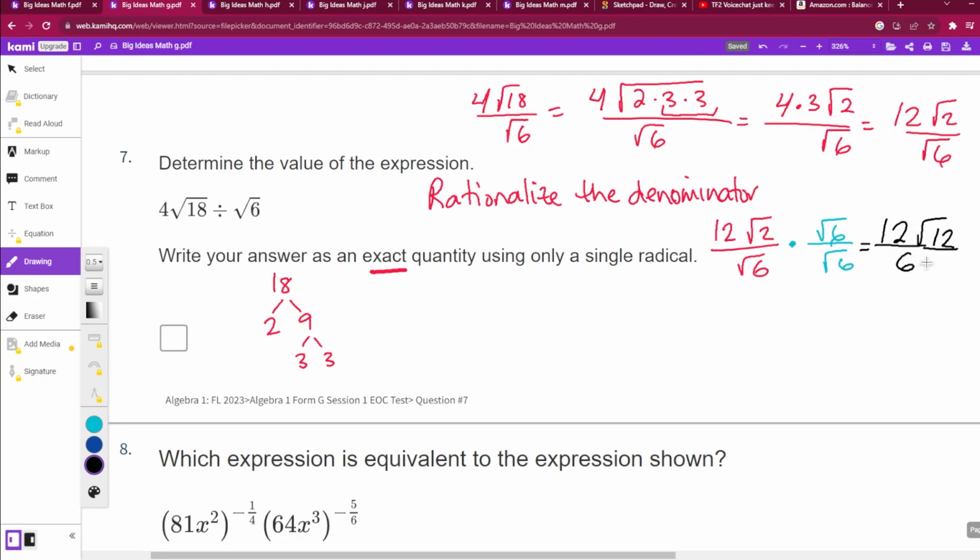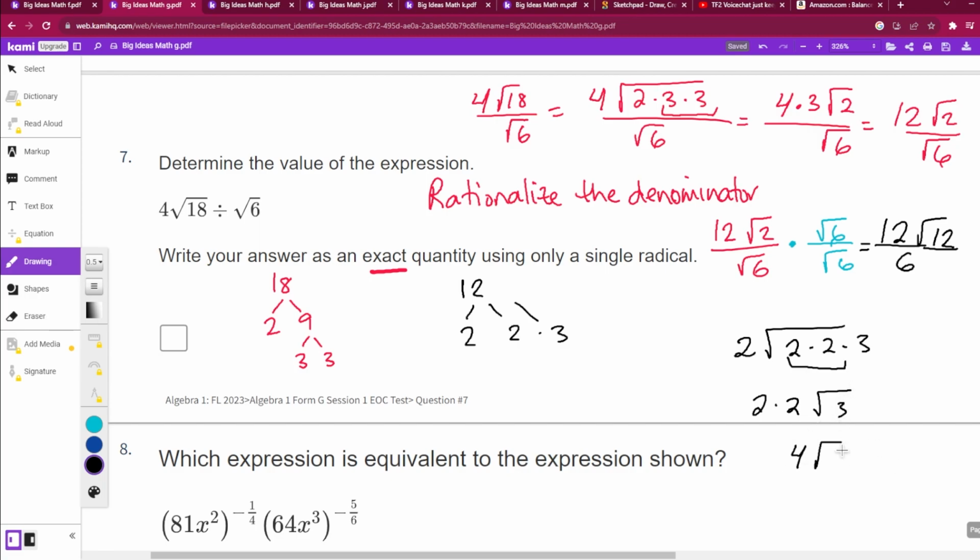And 12 over 6 can be simplified into 2. And root 12, we can break down 12 into its prime factors. 2 times 2 times 3. And then pull out that pair of 2's. So we get 2 times 2 times the square root of 3, which is 4 square root of 3.